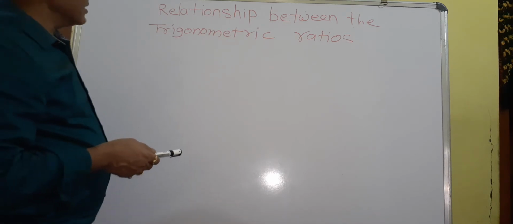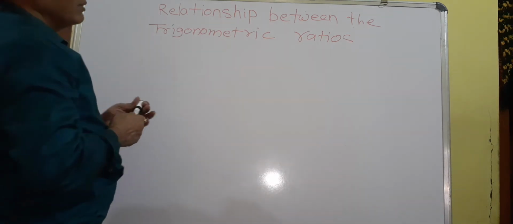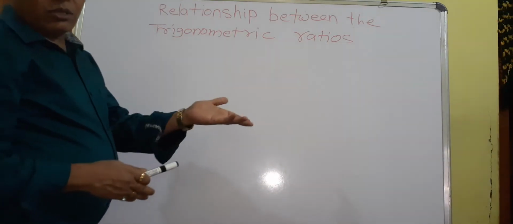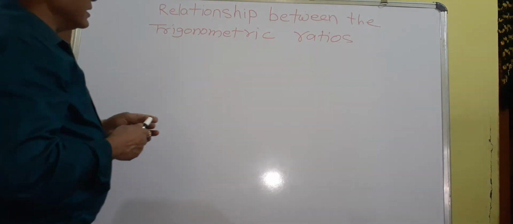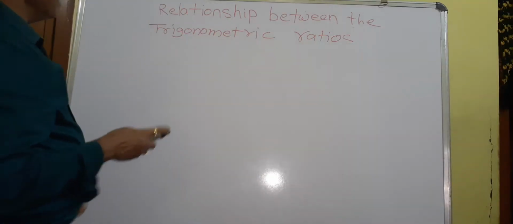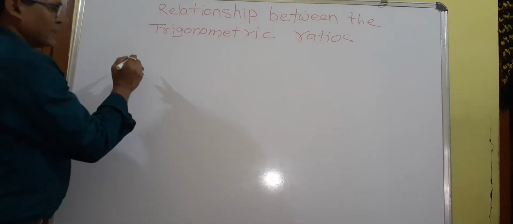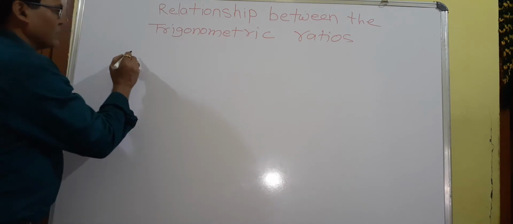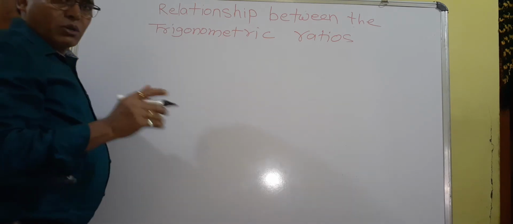Now, after knowing the ratio of trigonometrical functions, we will know how they are related to each other. Sine related to cos, cos related to sine, tan related to cot. In this way, we will get. So here, as I explained before also, sine, cos, tan, cot, sec, cosec.